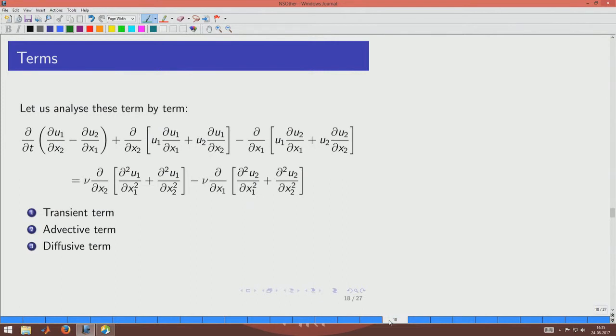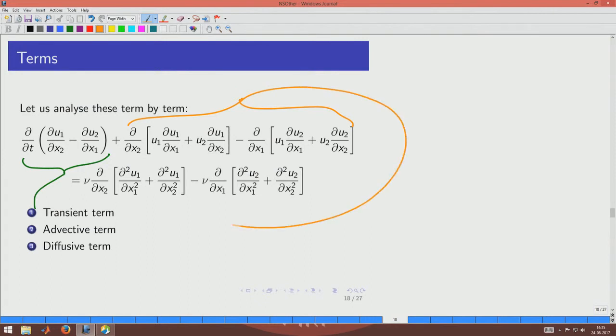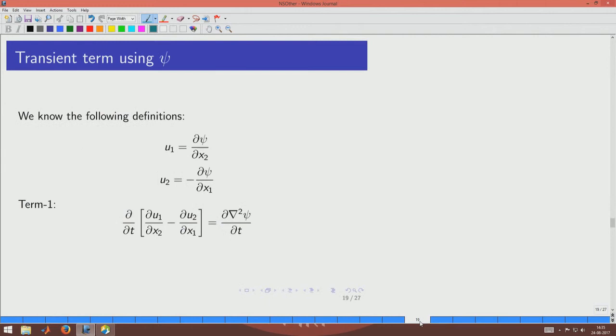We already know the names of these terms. The first term was the transient term, so we pick this term. The second term is the advective term, so we pick that separately, and the third term is the diffusive term, and we pick it separately. Term by term we will see how the equation is going to be modified by using the definition of the stream function. So, let us take the transient term first.